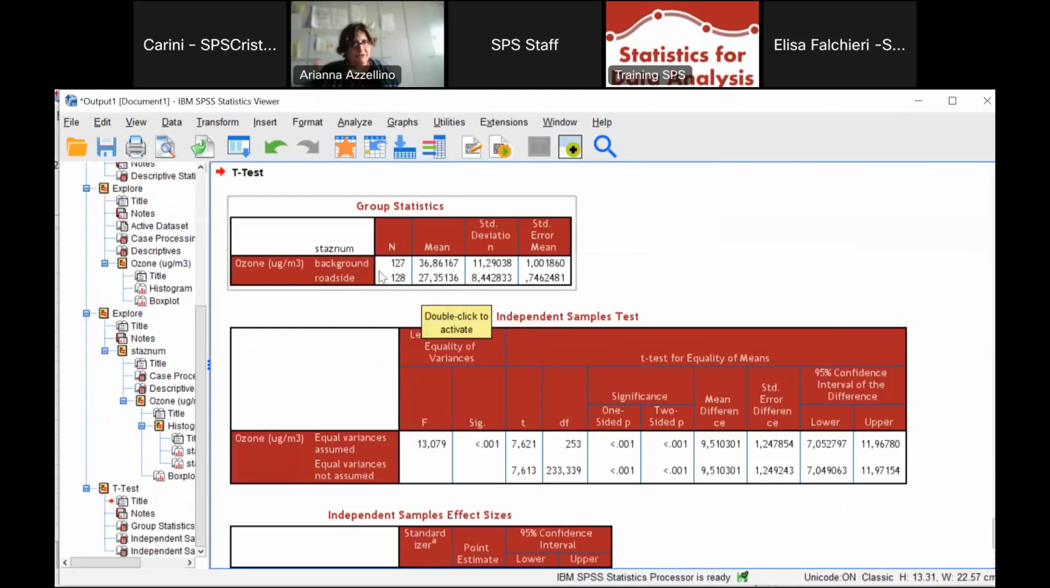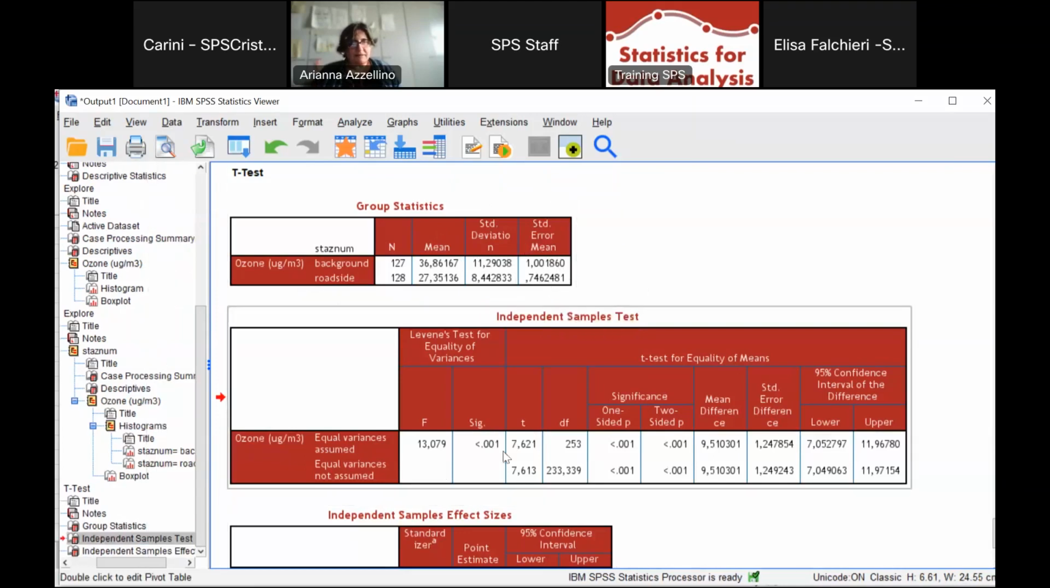And as you can see here, I have the shortcut to the main statistics associated with the sample means, which are the standard deviation and the standard error of the mean. These two parameters, the mean and the standard error of the mean, are the two parameters used to draw the confidence interval. Let's have a look at the test results.